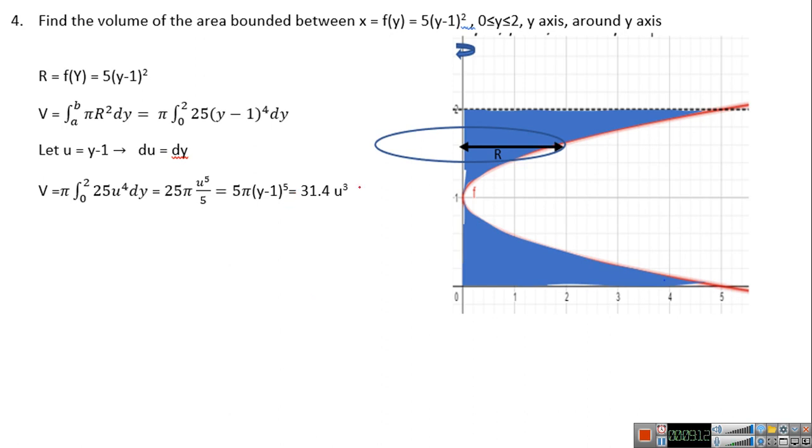Now I want the volume of the area bounded between. Now I have x equals f of y, so it is vertical, from 0 till 2. So I put y as 0, 1, and 2. If you put 0, if y is 0 here, you're going to get 5.